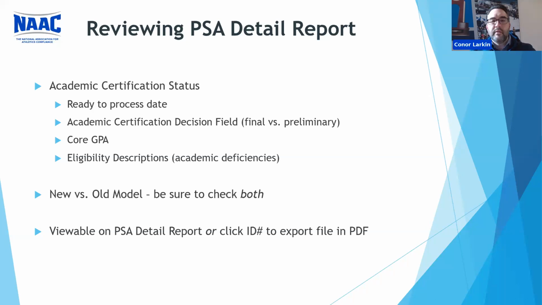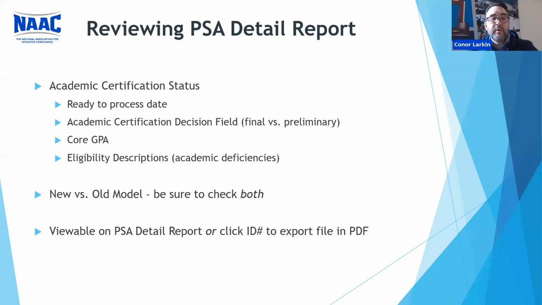You'll also see other details for international students on the new versus the old model. Make sure if you have an international recruit that you check out the academic information ported into the new and the old model sections. If you just look at the new model and the student's a final non-qualifier under the new or transcript-based model of analysis, you may be telling your coach in error that the student's not cleared, because if you scroll down further, you might find out the student met final qualifier standards under the old model. So make sure you check out both when you're working with your coaches and reviewing these accounts in the PSA detail report.